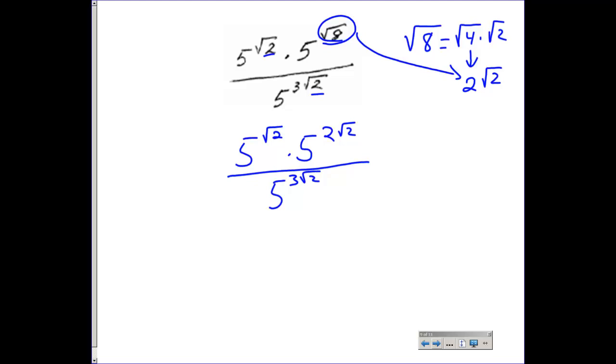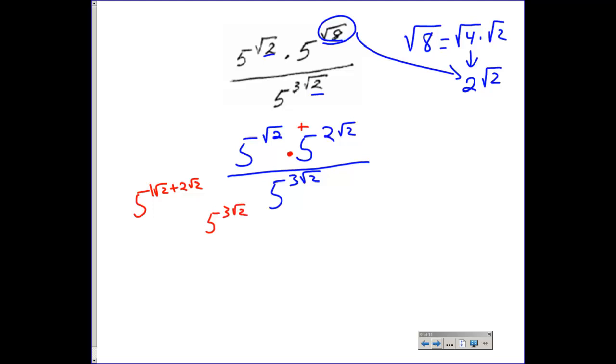Now I would go ahead and combine the top one. So 5 on the top, I have a times. So when I multiply, I'm supposed to add the exponents. So I have a 5 to the square root of 2 plus 2 square root of 2. Now remember, there's a 1 out in front, and that will become 5 to the 3 square root of 2.